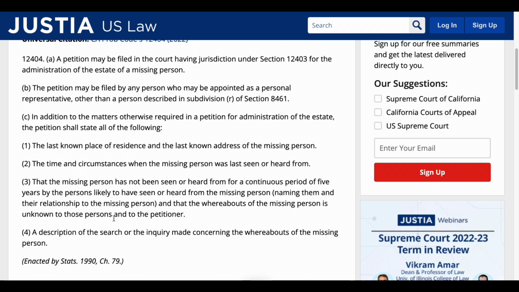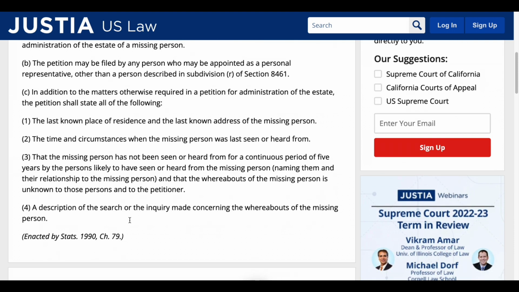This is when they're trying to get letters of administration. Okay, this is where they're trying to get those letters of administration. It says the last known place, address of the missing person, the time and circumstances when the missing person was last seen or heard from. That the missing person has not been seen or heard from for a continuous period of 5 years by the persons likely to have seen or heard from the missing person, naming them and their relationship to the missing person, and that the whereabouts of the missing person is unknown to those persons and to the petitioner.